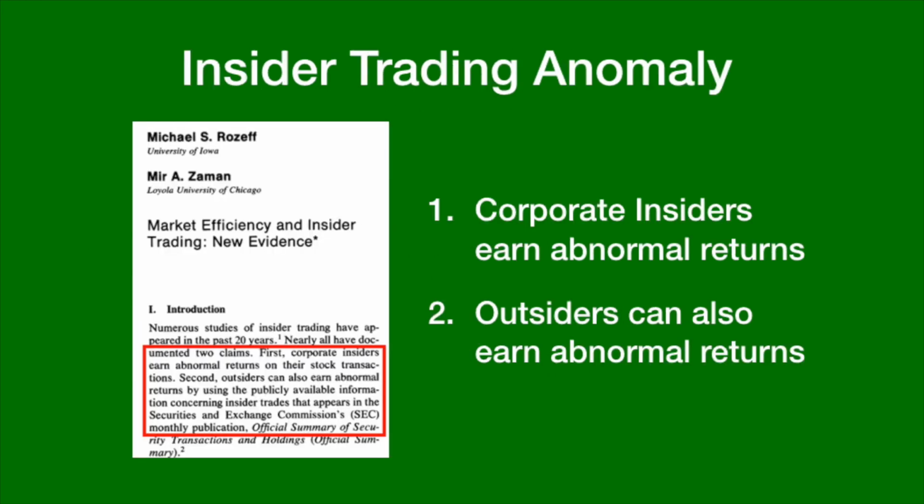And that takes us to the concept of the insider trading anomaly. A lot of research has been done on insider trades, and this is just one example of a research paper here. And basically what it states is that A, corporate insiders earn abnormal returns. That means that they tend to do better than the stock market when they're trading their own shares. And two, outsiders can also earn abnormal returns when basing their trades on those publicly filed documents that the corporate insiders are required to file.